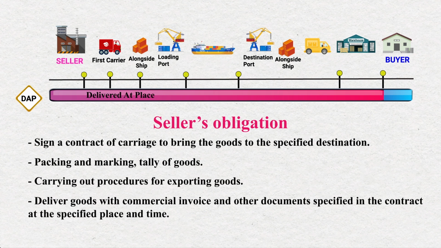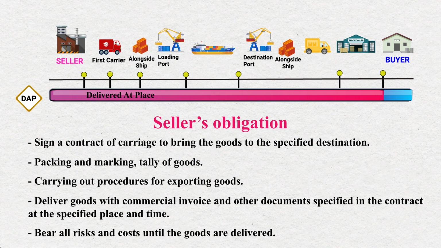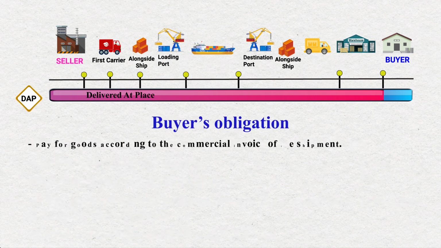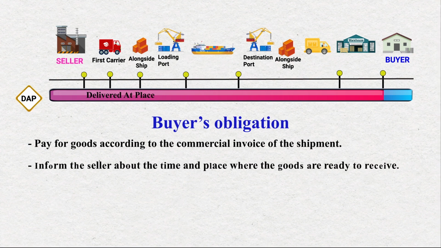Deliver goods with commercial invoice and other documents specified in the contract at the specified place and time. Bear all risks and costs until the goods are delivered. Buyer responsibilities: pay for goods according to the commercial invoice of the shipment. Inform the seller about the time and place where the goods are ready to receive.